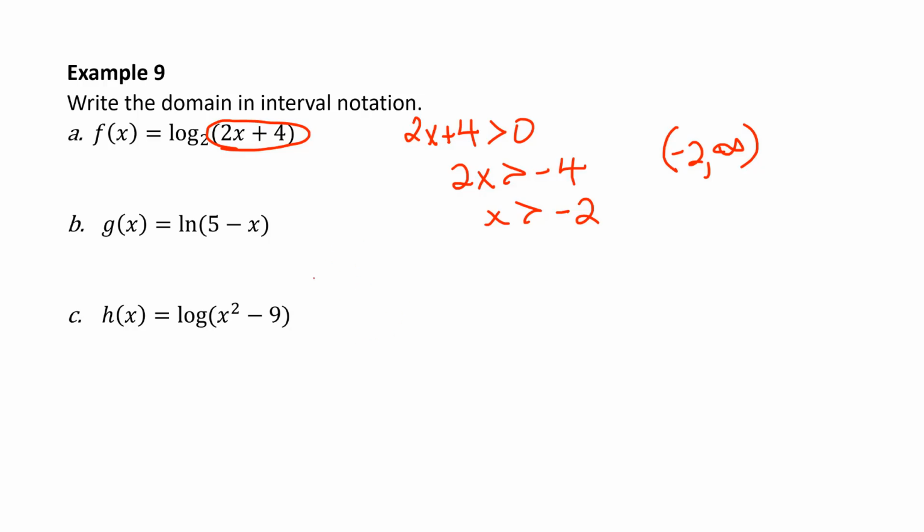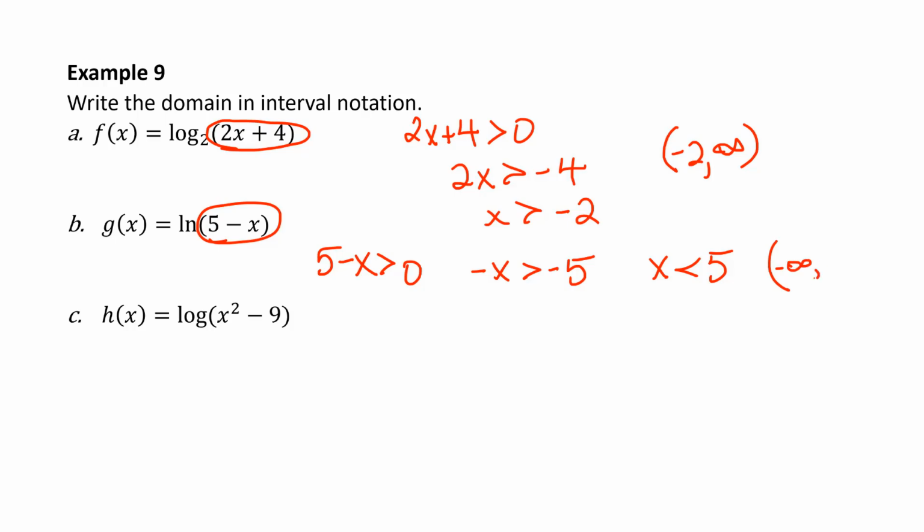Natural log of (5 - x). Again, all that matters is that the argument is positive. So 5 - x has to be greater than 0, which means that negative x is greater than negative 5. And then if you multiply that by negative 1, you have to flip the sign. So x would have to be less than 5. And so we would just write that as negative infinity to 5, and we would not include the 5.